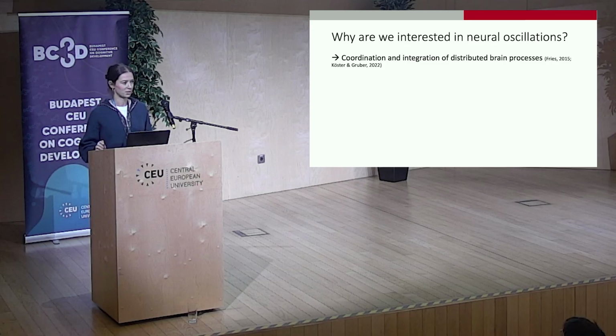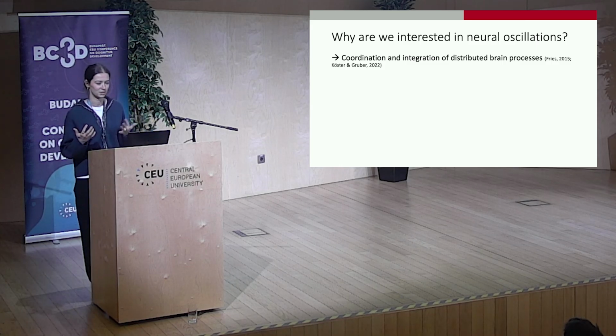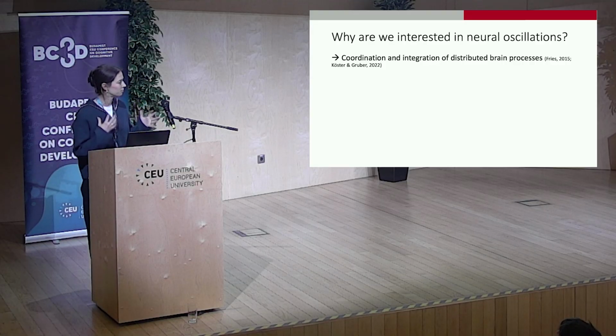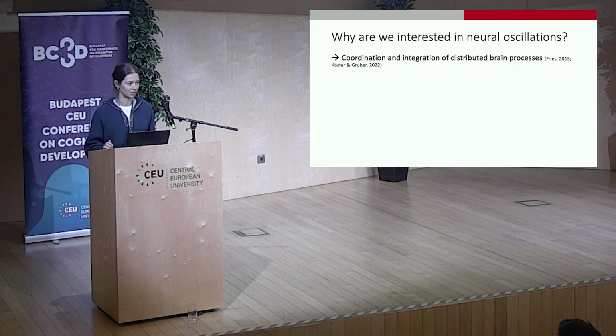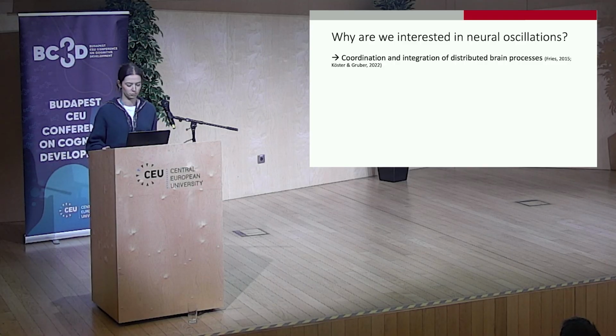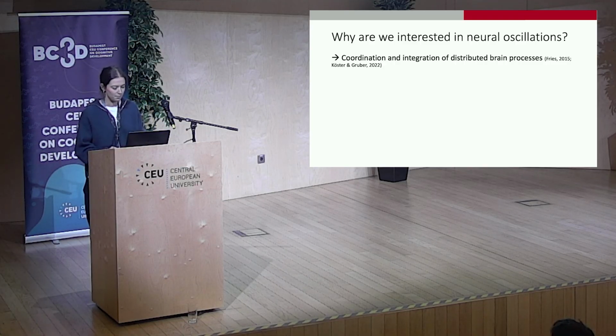We're going to start off by addressing the question of why it is interesting to study neural oscillations. Decades of research have suggested that the brain operates in rhythms, and these patterns of rhythmic electrical activity are generated within and across cell assemblies, and they're called neural oscillations.